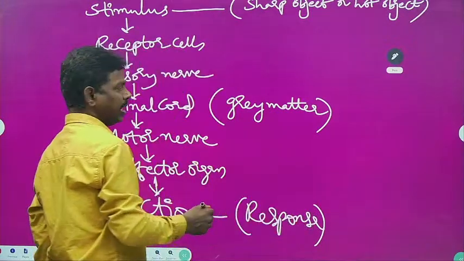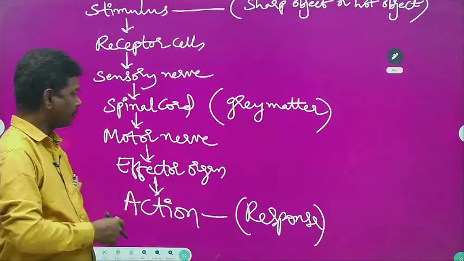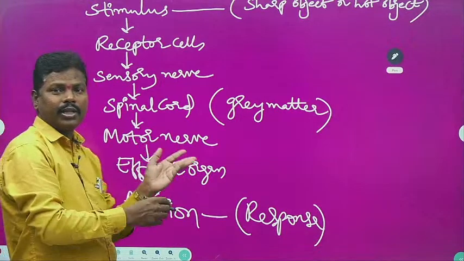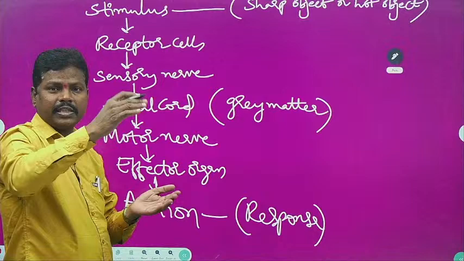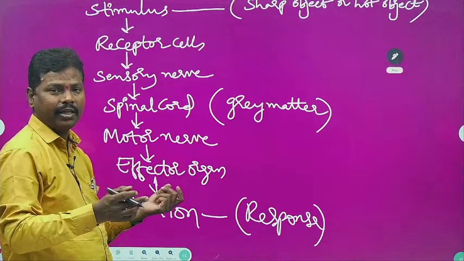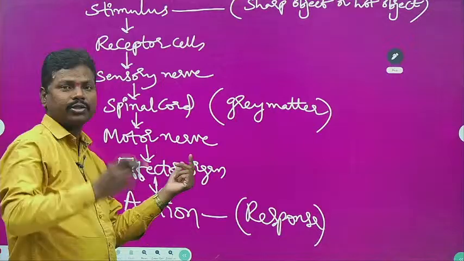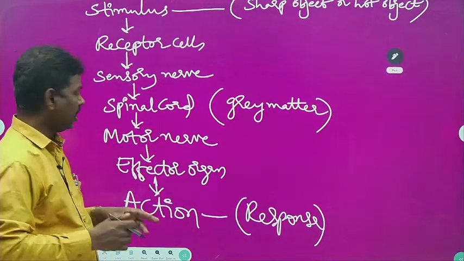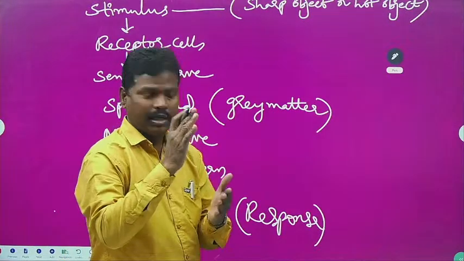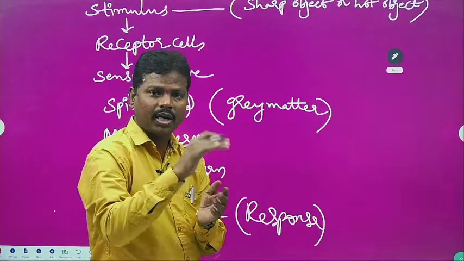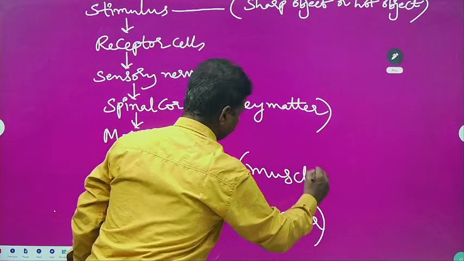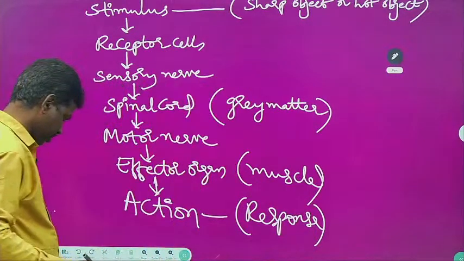Gray matter is present, okay. Next, motor nerve. The nerves which arise from the spinal cord are called motor nerves. They carry these messages to all body parts again. What is the effector organ here? The person who stepped with leg or foot or hand, that is called muscle, okay? Muscle.